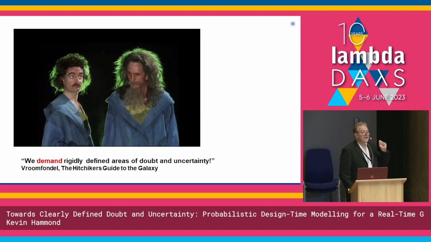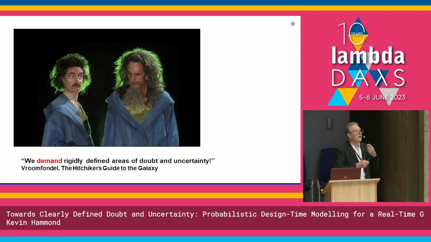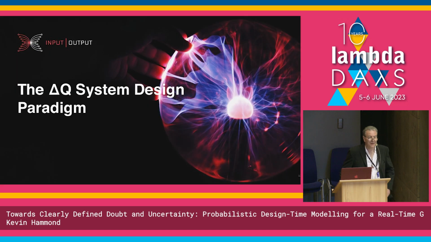So we demand rigidly defined areas of doubt and uncertainty. If we know where the doubt and uncertainty is, then we can build a system that overall can work, and where the doubt and uncertainty is clearly identified and isolated to particular parts of the system. And that gives us a chance to build a complex, distributed, or other system that's actually going to achieve the intended outcomes. And that design methodology, the motivation, is what drives the ΔQ system design paradigm.